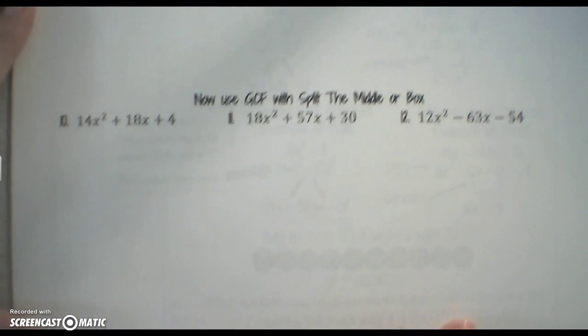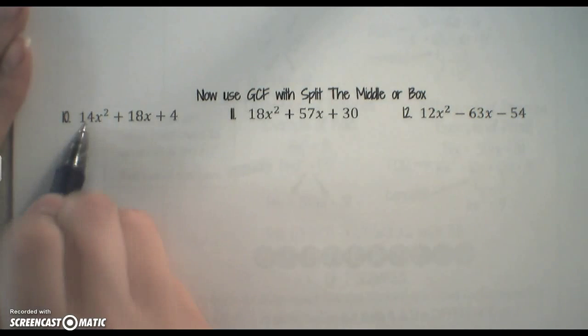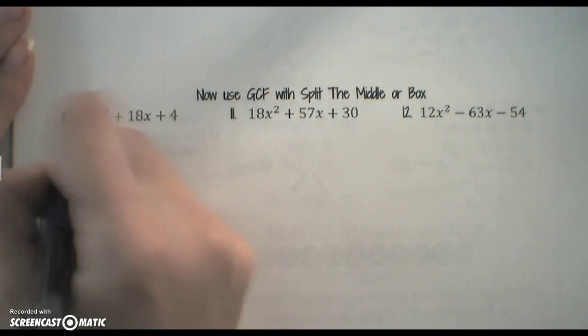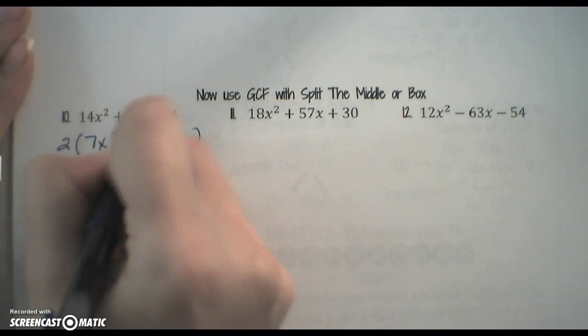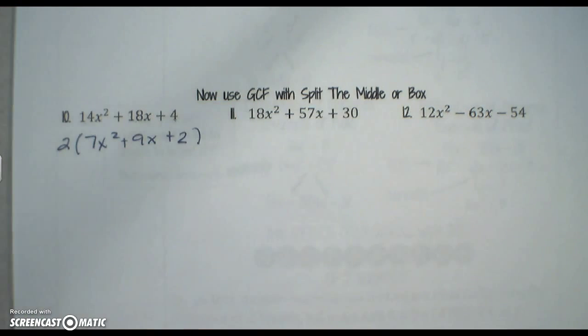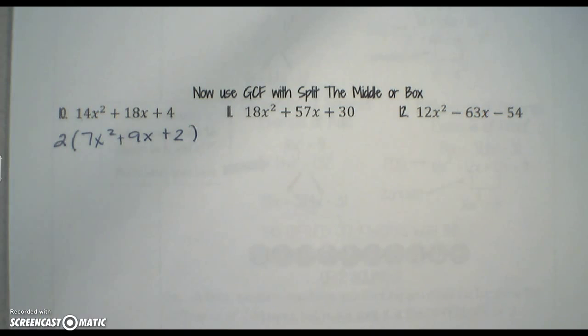So this last one we're going to look at uses GCF first. So again, we've also been trying to check and make sure that we pull that GCF out if there is one, and there is going to be one here. So pulling out a 2, looks like 7x squared plus 9x plus 2. Now we still have a number on the x squared, so we can't use that shortcut. We have to use either, again, our long method with the box or long method with grouping.